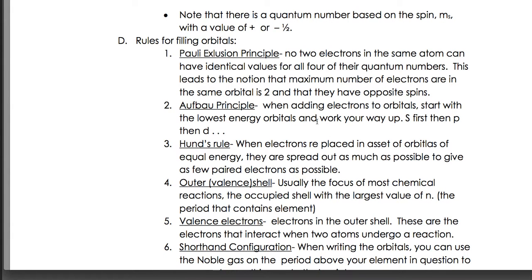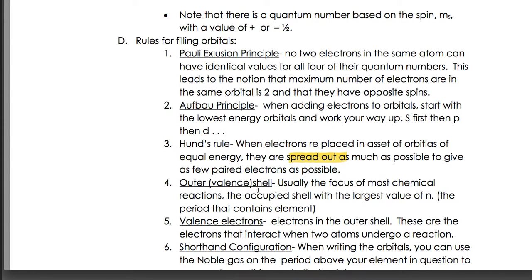First, let's say we're looking at the p orbitals. Before we can start pairing up the electrons in the p orbitals, we have to put one in the x, the y, and the z prior to pairing them up. That's what Hund's rule says. So they have to be spread out as much as possible.